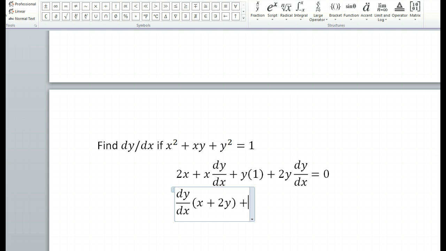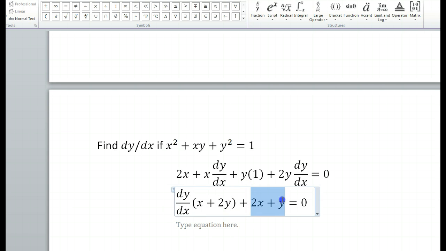And plus then we have the 2x plus y. All I did was collect the dy over dx terms together by factoring out the dy over dx from both these terms. And then I have 2x from here, and a y from here, and that is equal to, on the right hand side, 0. Okay, so now I can solve for dy over dx.